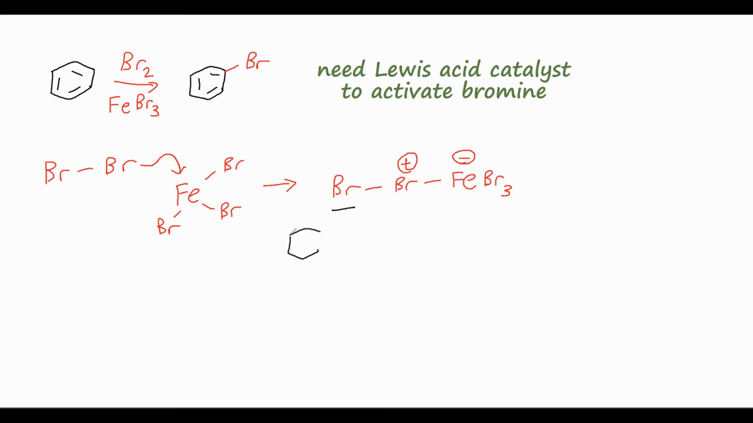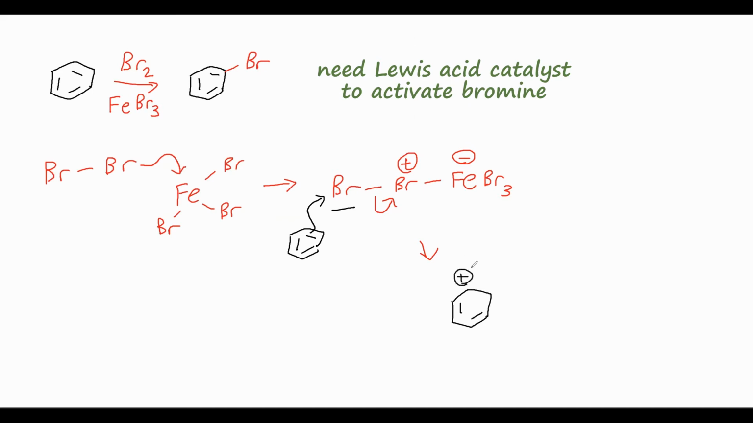And from here it's going to be a very similar mechanism to the one we just discussed. So we will take one of the pi bonds in the benzene ring, attack this bromine here, and then the bromine-bromine bond will swing up to the bromine to form a lone pair. So then we get our broken aromaticity, so we will have this ring here with the positive charge on this adjacent carbon, and then the bromine and the hydrogen on this carbon.